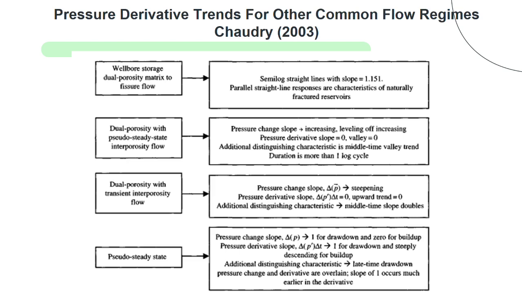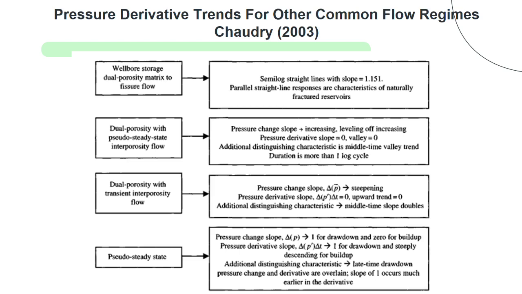Additional distinguishing characteristic is middle time valley trend. Duration is more than 1 log cycle. The third is the dual porosity with transient interporosity flow. In this, the pressure change slope and the pressure derivative slope upward trend is equal to 0. Additional distinguishing characteristic is middle time slope doubles.